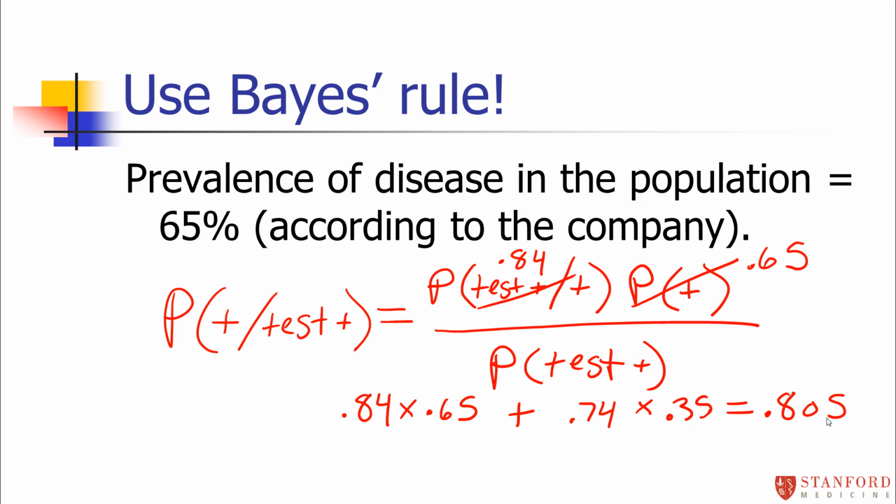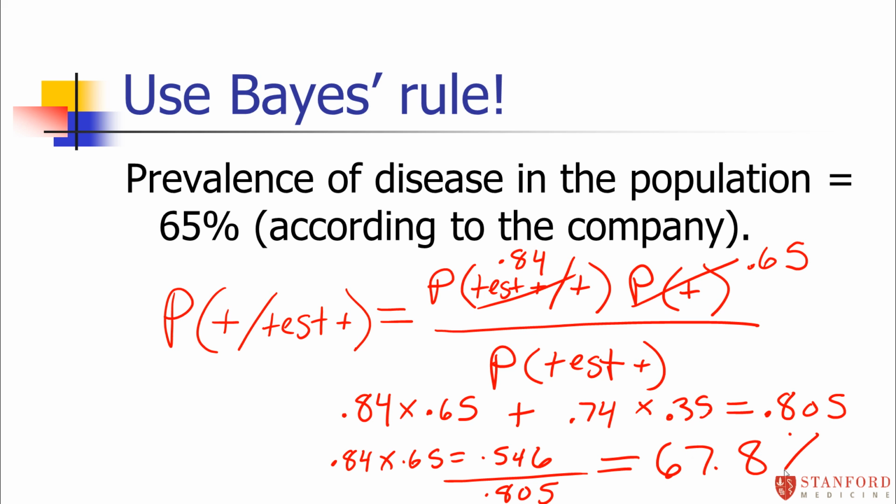So we can put all these numbers together. 0.84 times 0.65 is equal to 0.546. If we divide that by the denominator of 0.805, we get that the positive predictive value is 67.8%. All right, so the company calculated that in their literature.